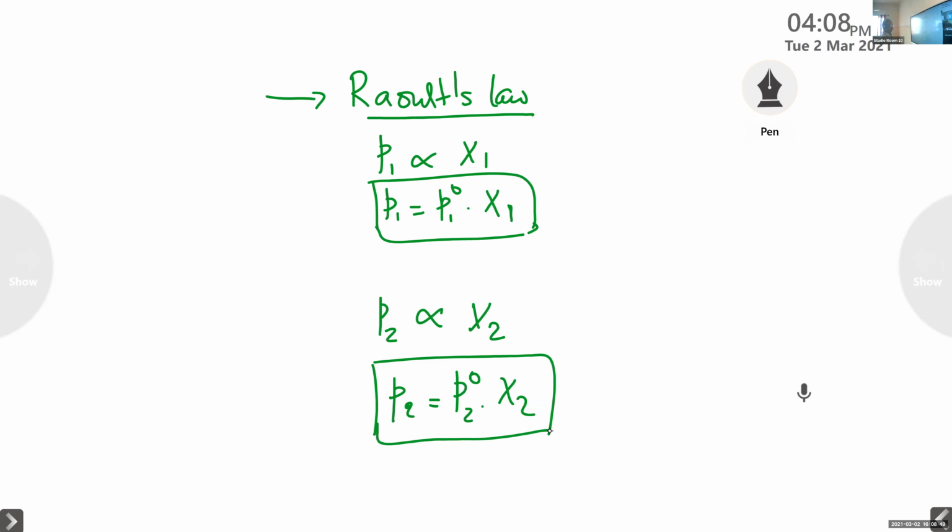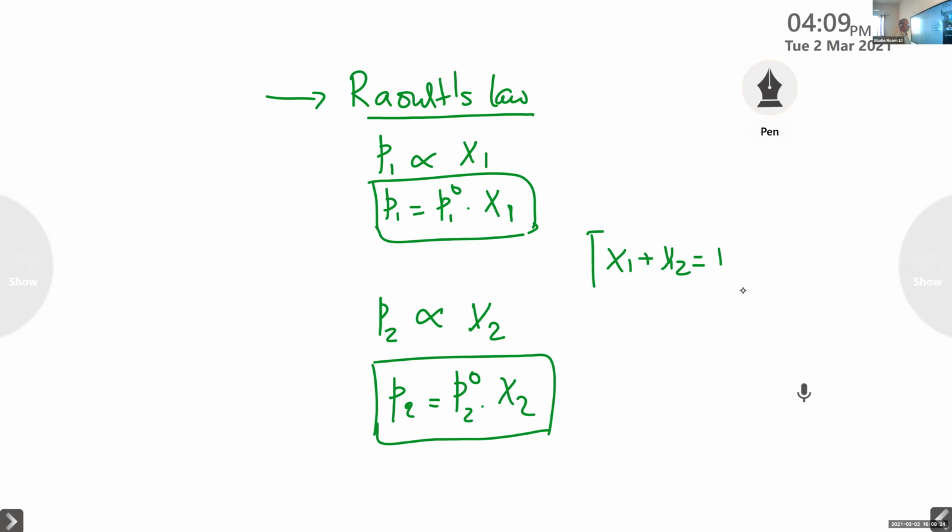to x2, or P1 is equal to P10 into x1, and P2 is equal to P20 into x2, where x1 is the mole fraction of component 1 in the solution, and x2 is the mole fraction of component 2 in the solution. You know, x1 plus x2 is equal to 1. That you have studied already.